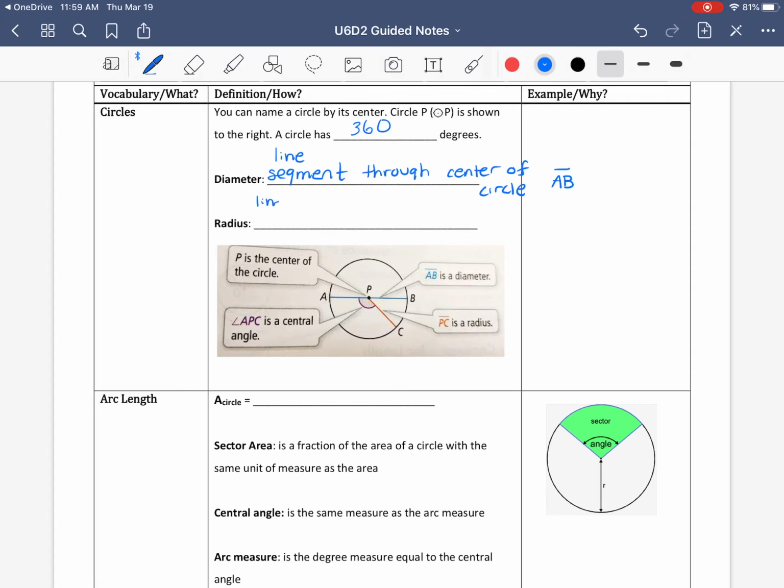Now the radius is again a line segment, but it starts at the center and goes to the edge. And here we can see that line segment PC would be the radius. The relationship between radius and diameter is that the radius is half of the diameter.